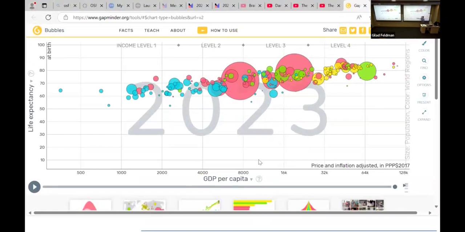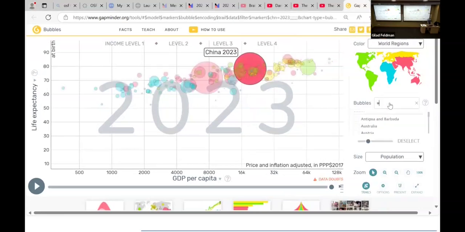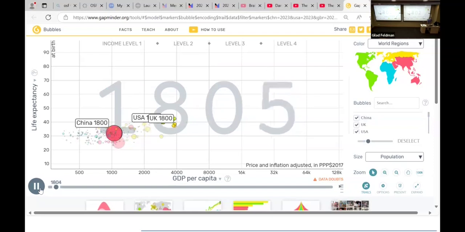So I just took exactly the same thing: GDP per capita and life expectancy instead of mortality. And then here we can choose all kinds of things. So for example, I can take China, and then I can take the US, and then I can add some European countries, so let's say the UK. And then I can just play this in order to see what happened to the GDP per capita.